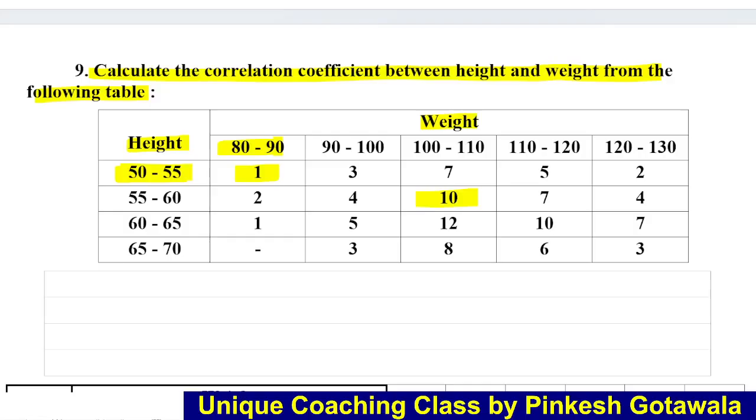This 10, what does this 10 represent? It says that there are 10 persons whose weight is 100 to 110 and height is 55 to 60, and this is called what? I told you, this is called frequency.